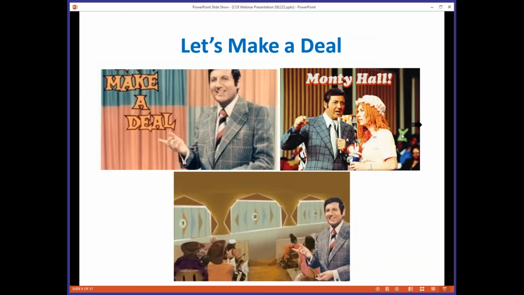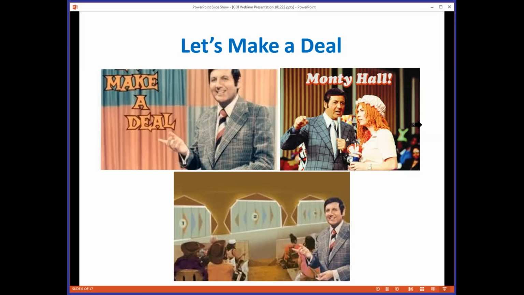All right, let's make a deal. If you're old enough, you probably remember this game show. I think it was on daytime TV, and Monty Hall had this game show where contestants would show up in kind of crazy costumes. You can see on the slide there in the upper right-hand corner. And it was kind of a zany, fun show.